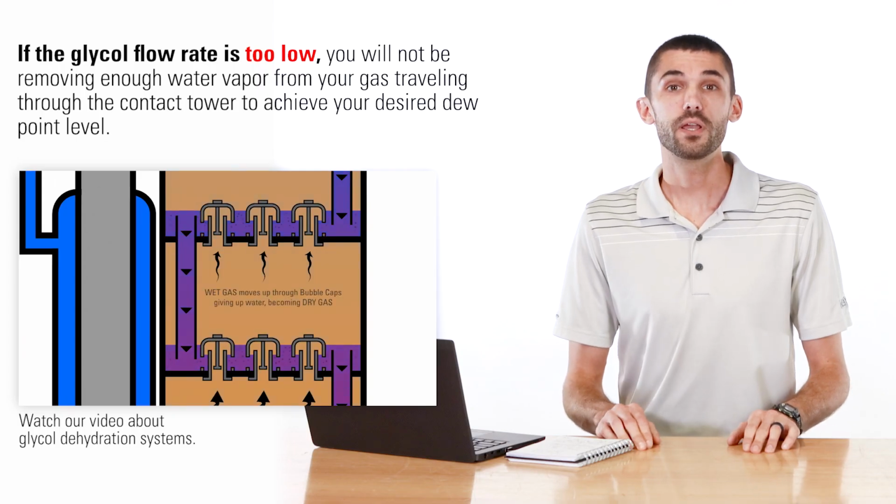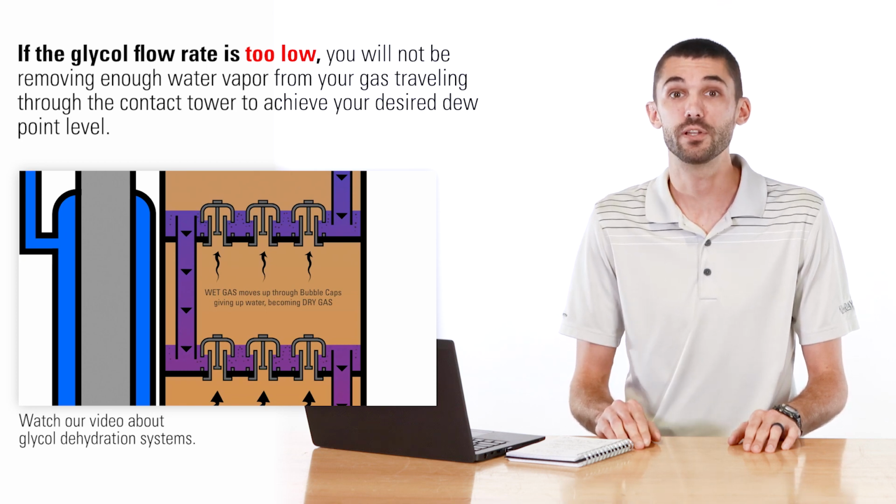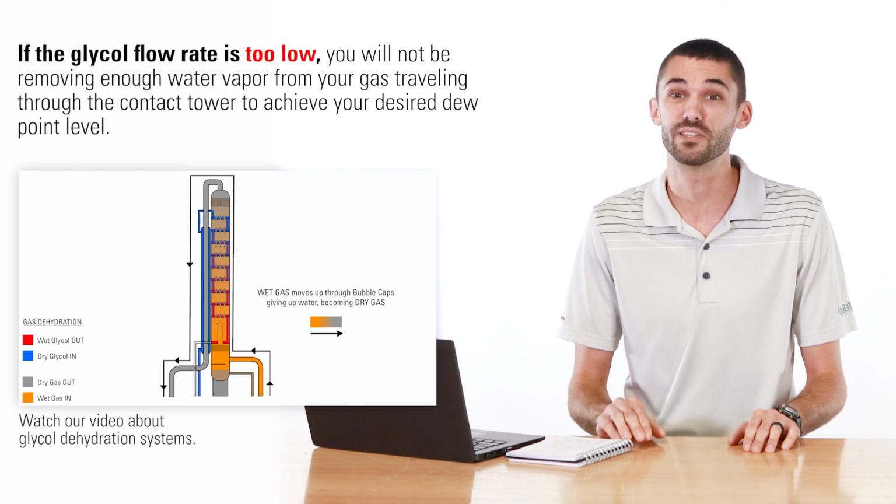If the glycol flow rate is too low, you will not be removing enough water vapor from the gas traveling through the contact tower to achieve your desired dew point level. Here's how to calculate your glycol circulation rate to determine your glycol pump speed.